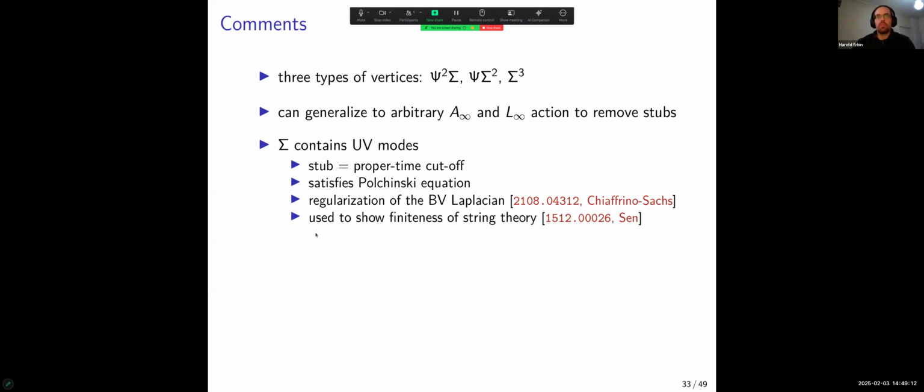So here we are coming back to some comments I made before. In particular, you can also see stubs as regularizing the BV Laplacian. So it's also a nice way to understand this BV quantum master equation.